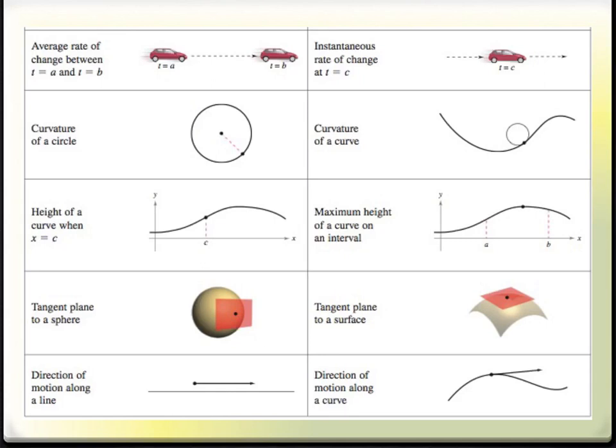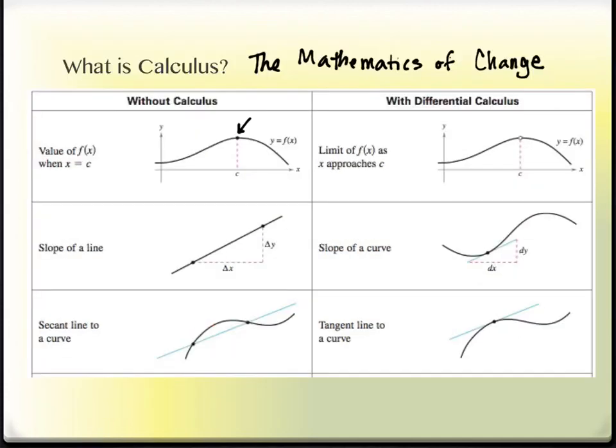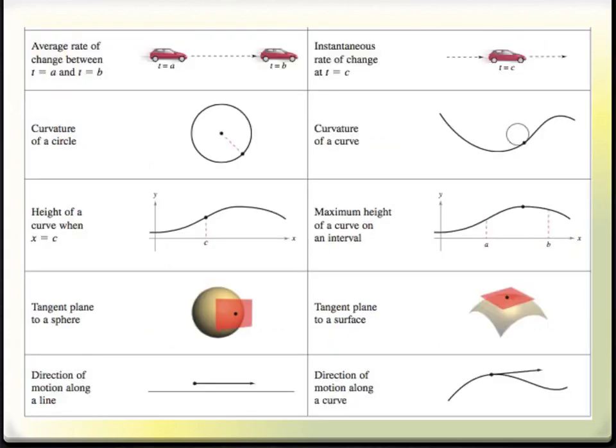With pre-calculus, we can find the curvature of a circle. But we can make it a broader topic, and we can find the curvature of a curve with calculus. With pre-calculus, we can find the height of a curve. That's like the first one over here, the value of f of x at c. We can find the height of something. With calculus, we can find the maximum height. When does it peak out?